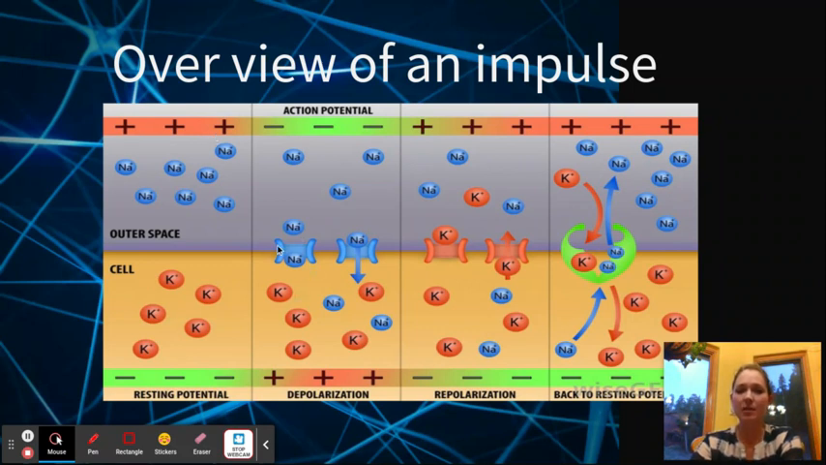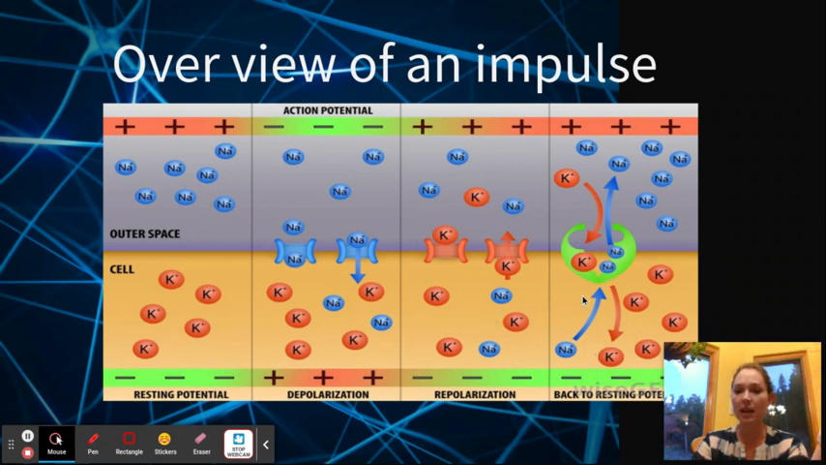Some stimulus happens to open those sodium gates. And since they are positively charged, they take that charge with them to cause the inside of the neuron to become positive. That's the depolarization, which generates an action potential. Once that has passed, right behind it, the potassium gates will open. And because there's more potassium on the inside of the neuron than the outside, they diffuse out, carrying that positive charge with them to reestablish that resting membrane potential.